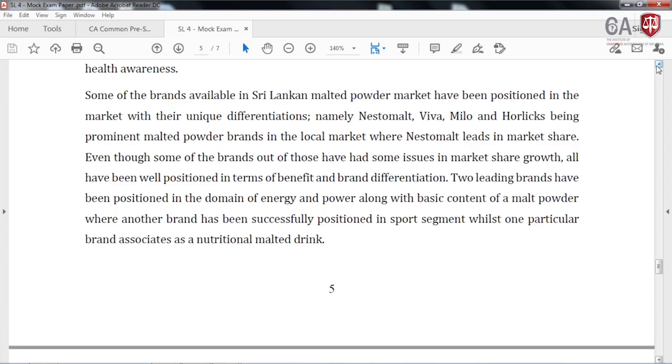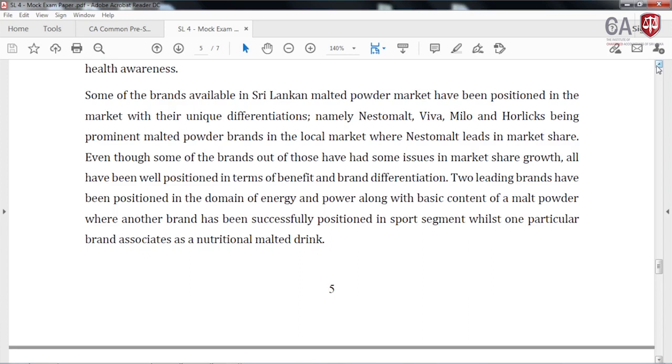Viva and Horlicks come from the same player, no? Then Milo and Nestor Malt come from the same player, right? So, different brands, but two come from one particular company. So, already we know Nestor Malt is the market leader for so many years.